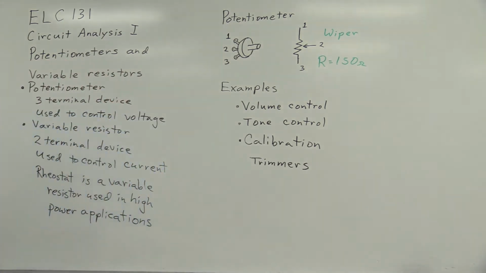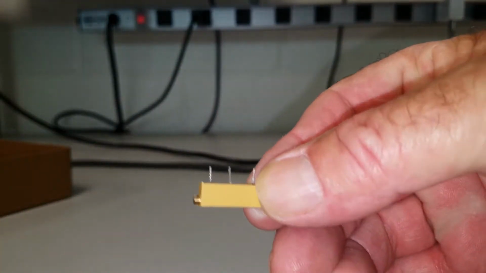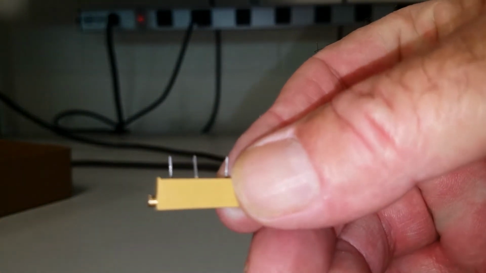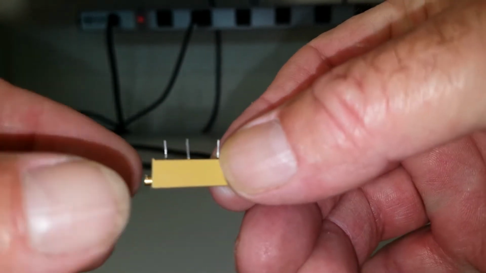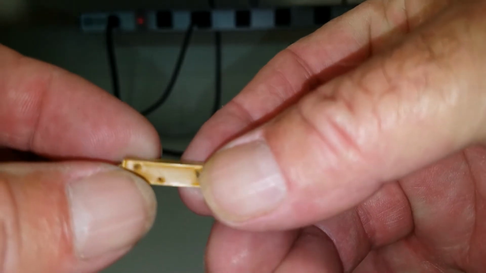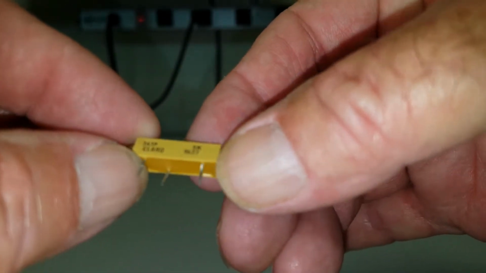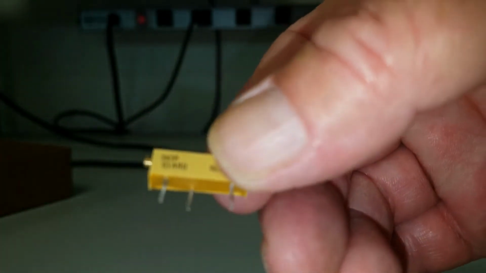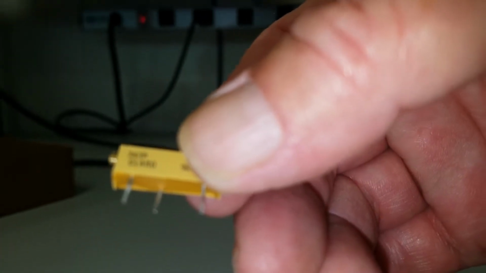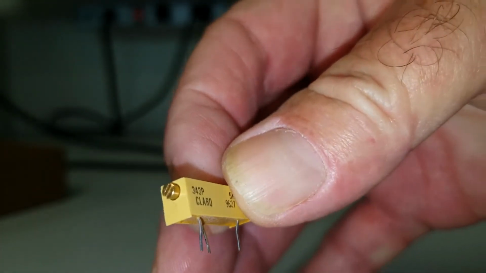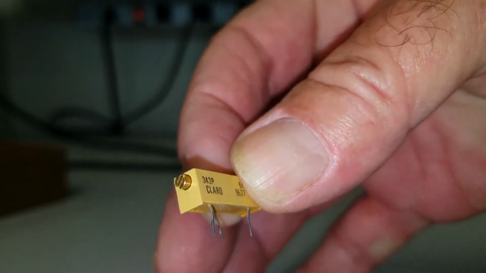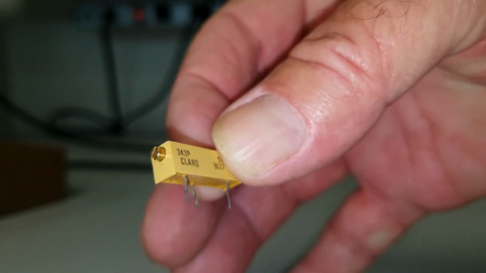So we'll take a look at some trimmers that are commonly used, and this is an example here. And you can see the 3 terminals on the component. And then you can see on the end, there's a place where you can use a screwdriver to adjust the potentiometer.